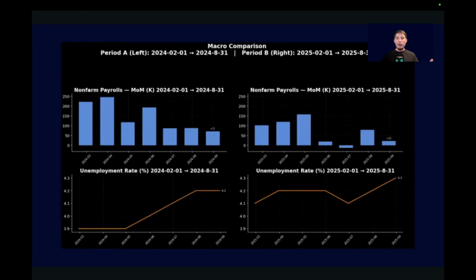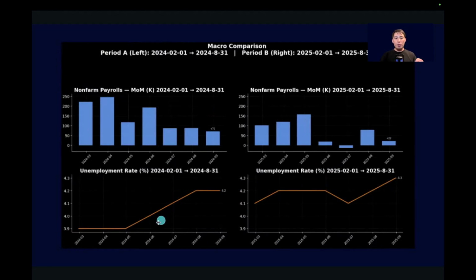And if we compare the two, on the left there's 2024, the 6 months leading up to the first cut in September, and the second chart on the right showing this year between February and September. We're going to compare some of the non-farm payroll levels, labor market levels, as well as the inflation levels to see what's different.